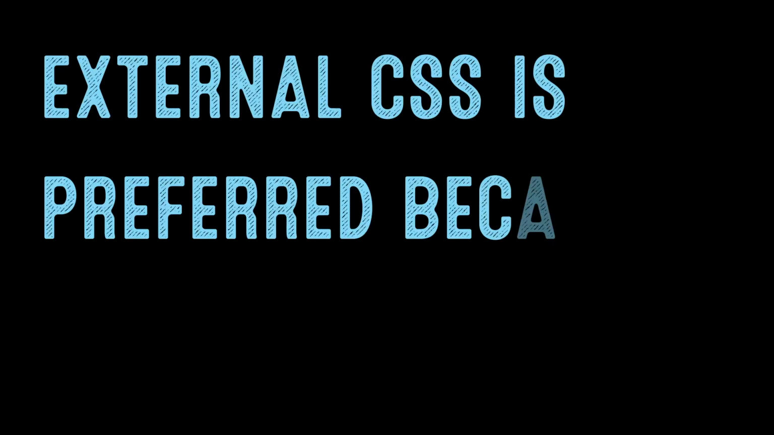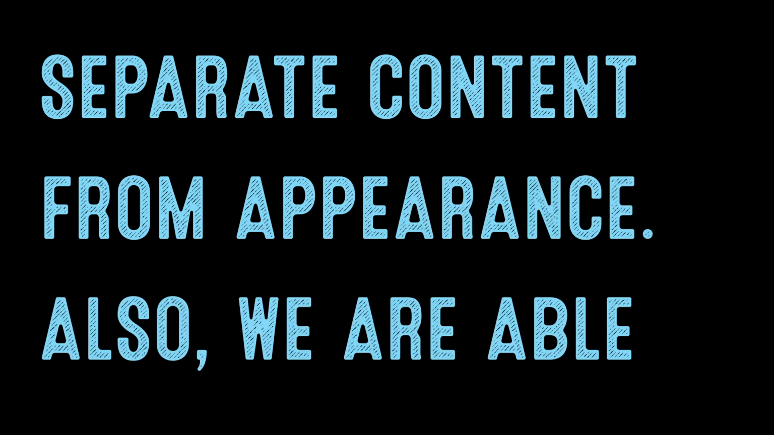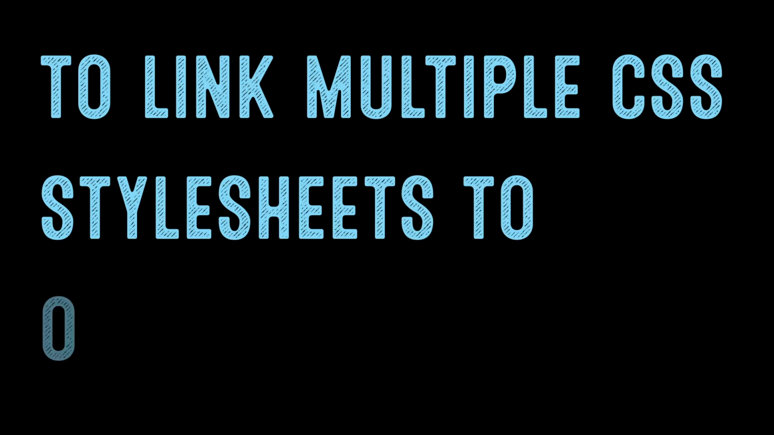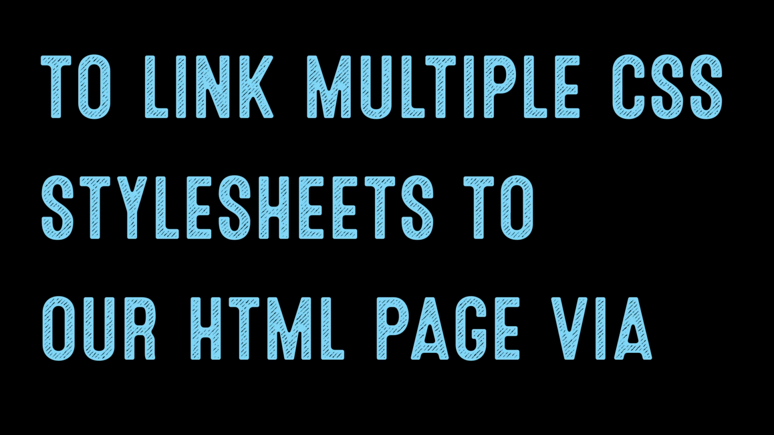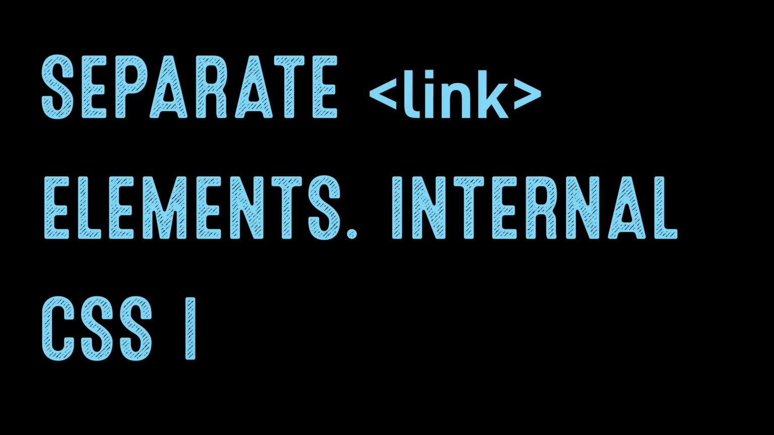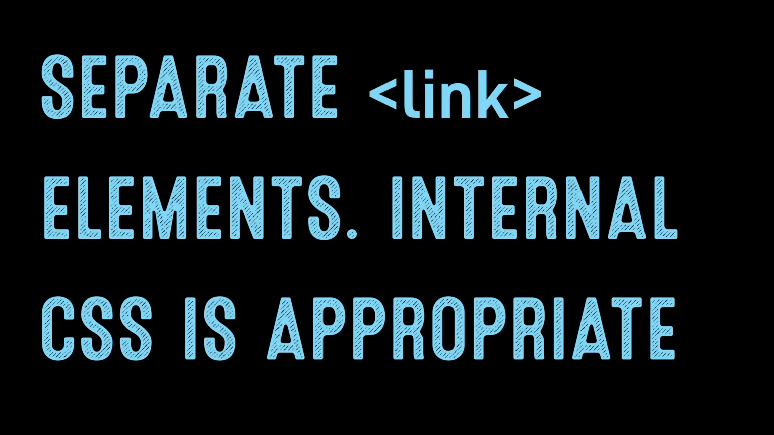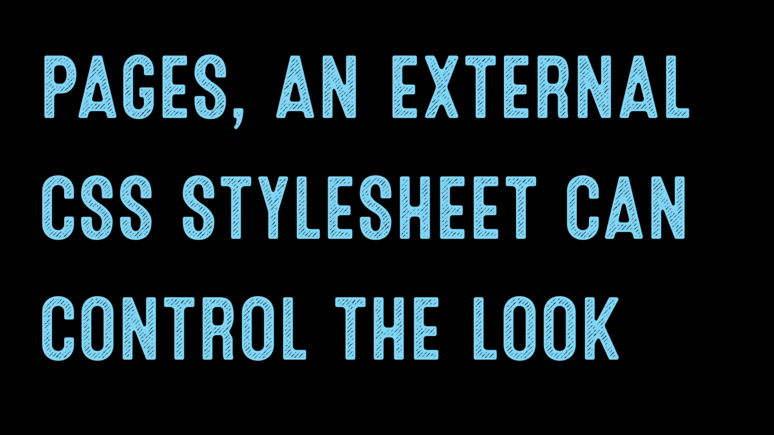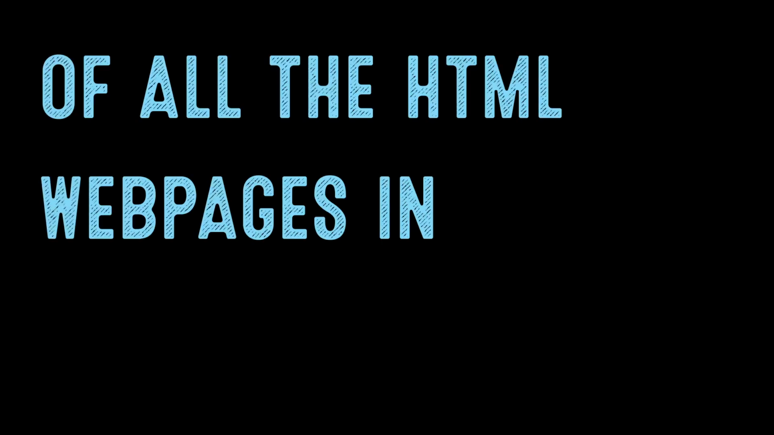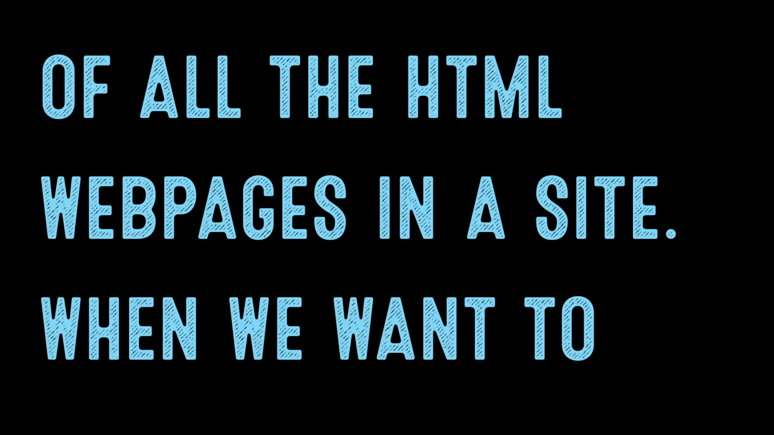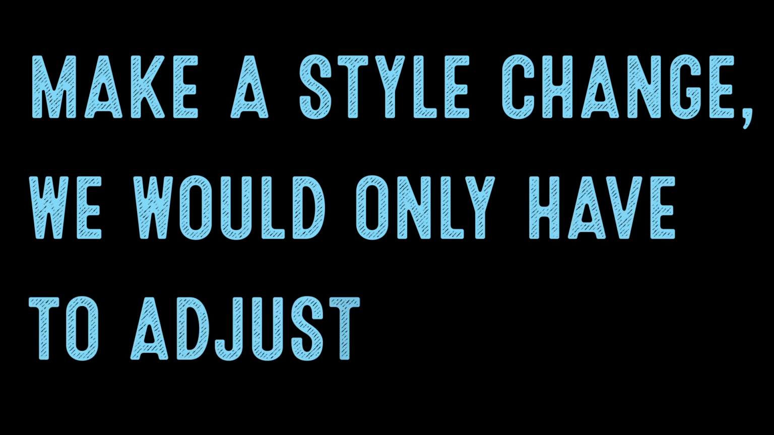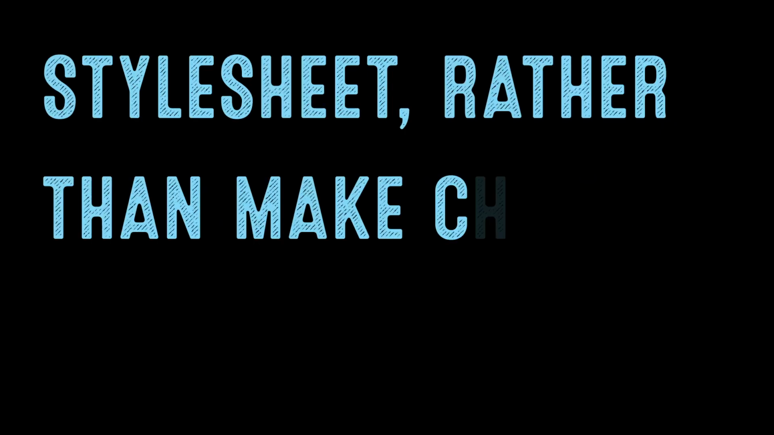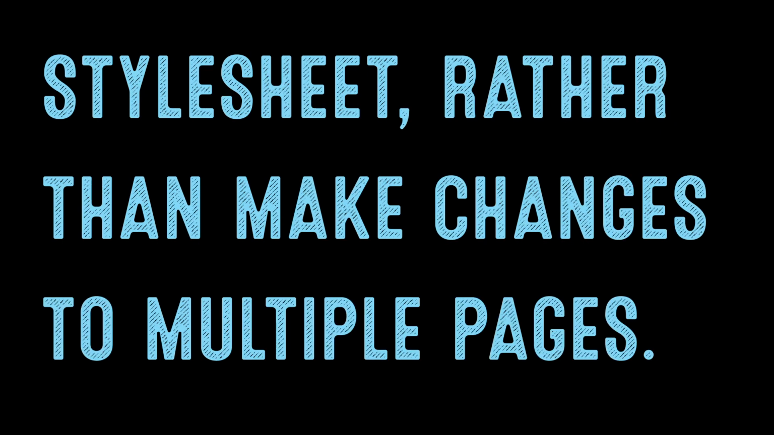External CSS is preferred because the goal is to separate content from appearance. Also, we are able to link multiple CSS style sheets to our HTML page via separate link elements. Internal CSS is appropriate when we have a simple single-page website. With more pages, an external CSS style sheet can control the look of all the HTML web pages in a site. When we want to make a style change, we would only have to adjust the style sheet, rather than make changes to multiple pages.